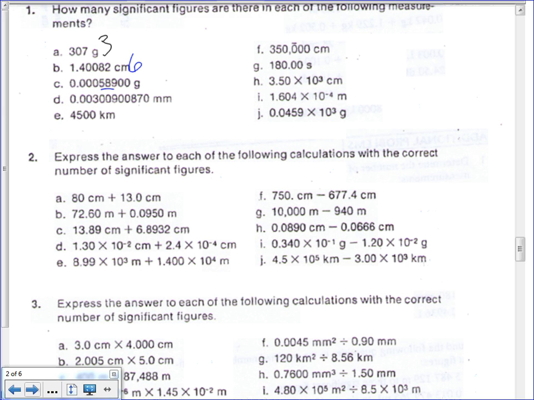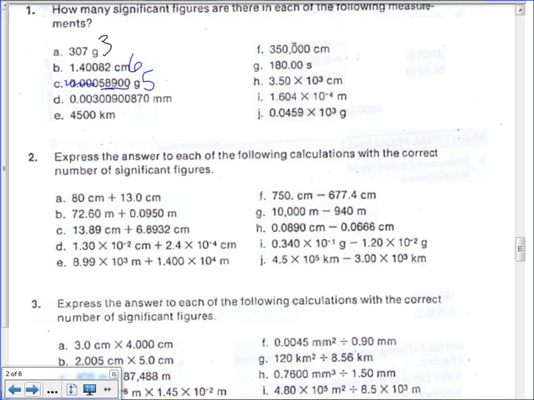So these 2 zeros back here are significant because they're to the right of a decimal point and they're to the right of actual numbers. But the zeros in front, they're to the right of the decimal, but they're to the left of a number. So these zeros don't count. Only 5, 8, 9, 0, 0. So this one only has 5 significant figures.